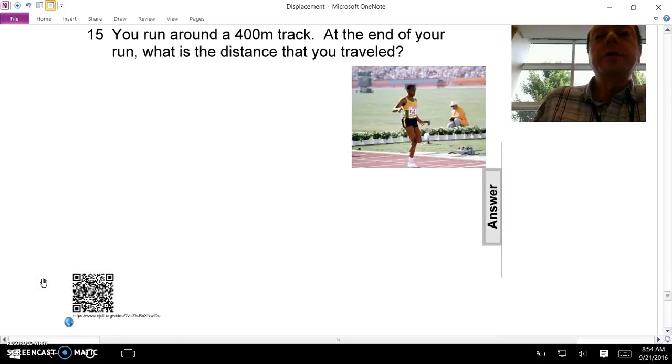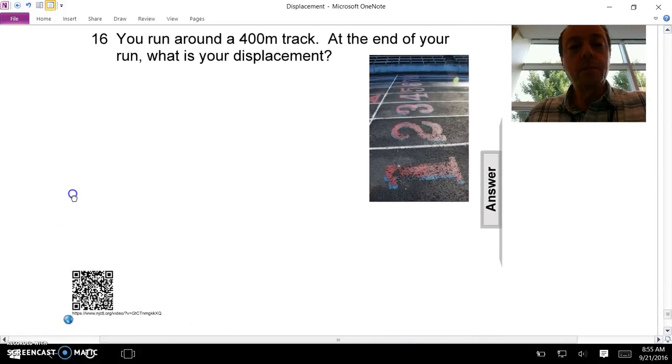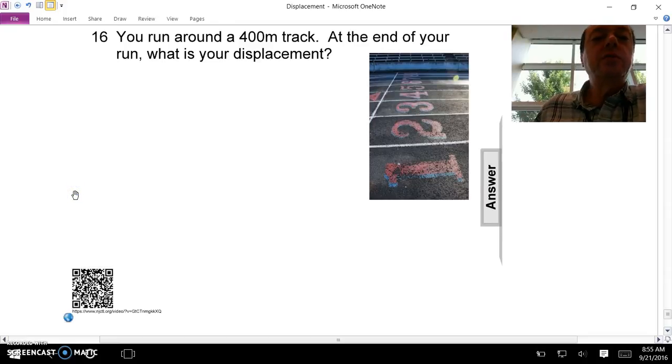You run around a 400-meter track. At the end of your run, what is the distance that you traveled? Well, seems to me it would be 400 meters. I bet the next question is, now what's the displacement? I must be psychic. You run around a 400-meter track. At the end of your run, what is your displacement? Well, how far are you from where you started? 0 meters. You're exactly where you started. That's where you ended, and that's your displacement, 0.